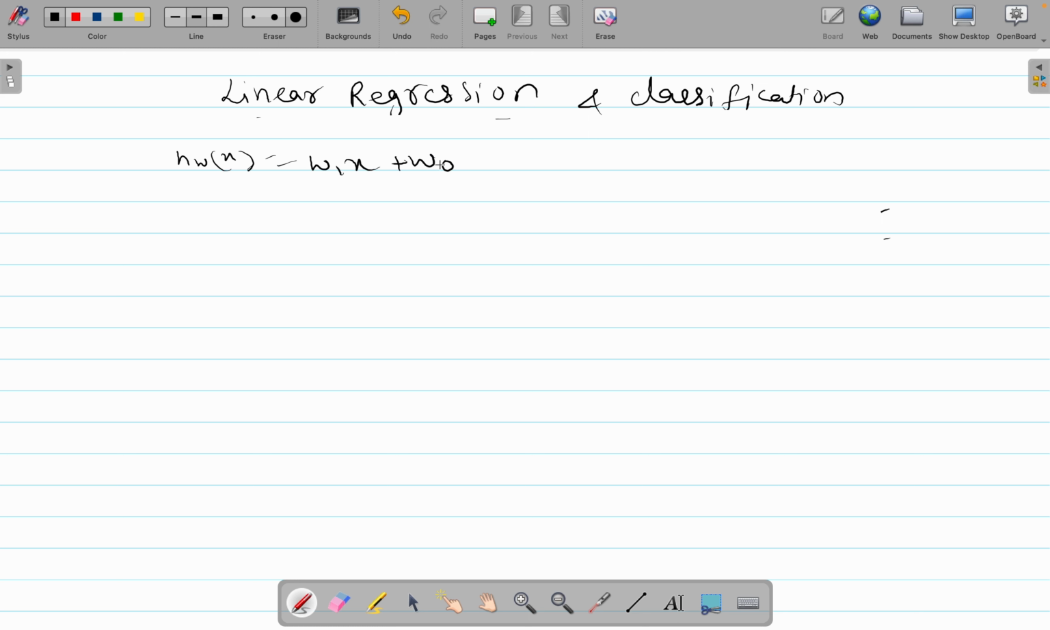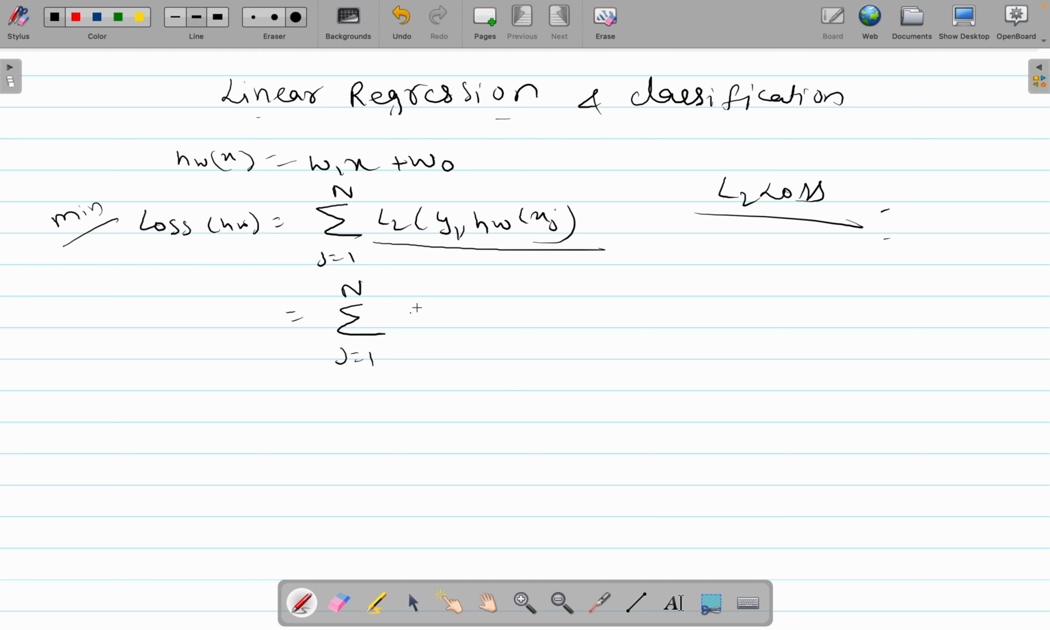Okay, just be with me. Don't lose the hope. We will go there. So now what it is, j is equal to 1 to n. What is L2 loss? It's the squared loss, y minus h_w of x_j, and this is what it is.